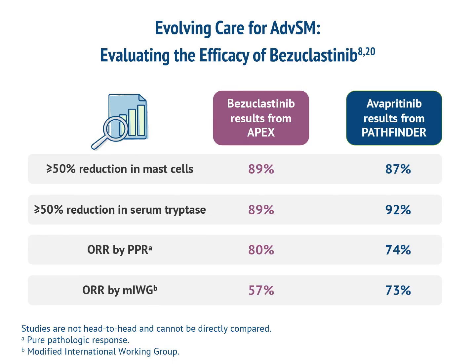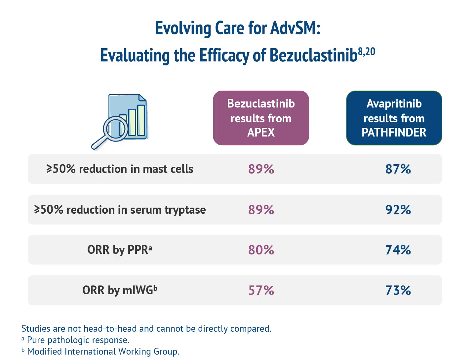We don't have a formal presentation yet, but what was striking was that those measures of mast cell burden were profoundly reduced, going down in almost 90% of patients by 50% or more. The overall response rate was, however, 57% if you use the same criteria as were used for avapritinib. Remember, avapritinib was in the 70s.